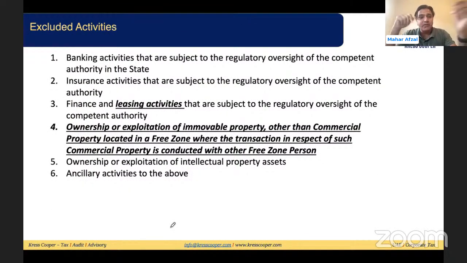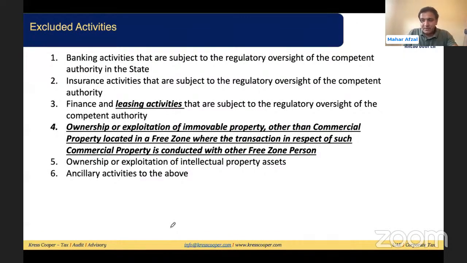So these are the excluded activities. Specifically in the excluded activities, they mentioned banking, insurance, leasing activity, and ownership and exploitation of immovable property is also an excluded activity. And it doesn't matter where this immovable property is. There is one exception, other than commercial property located in the free zone, where the transaction in respect of such commercial property is conducted with another free zone person.